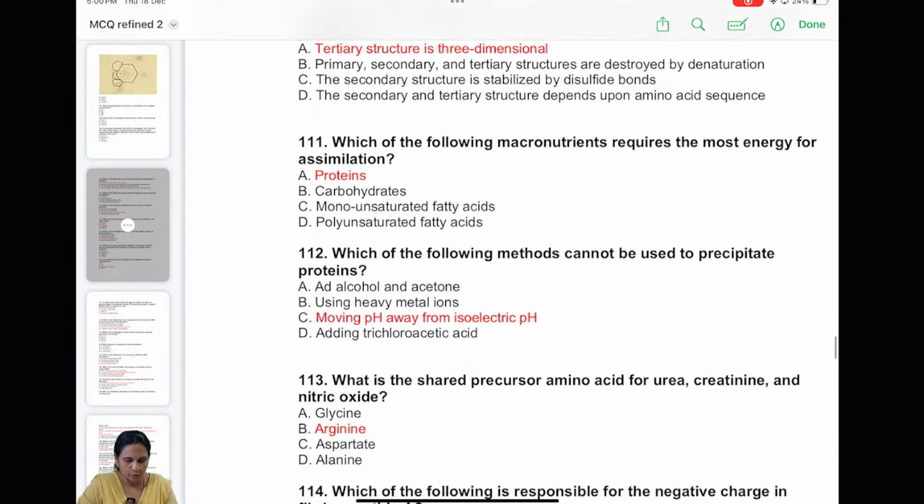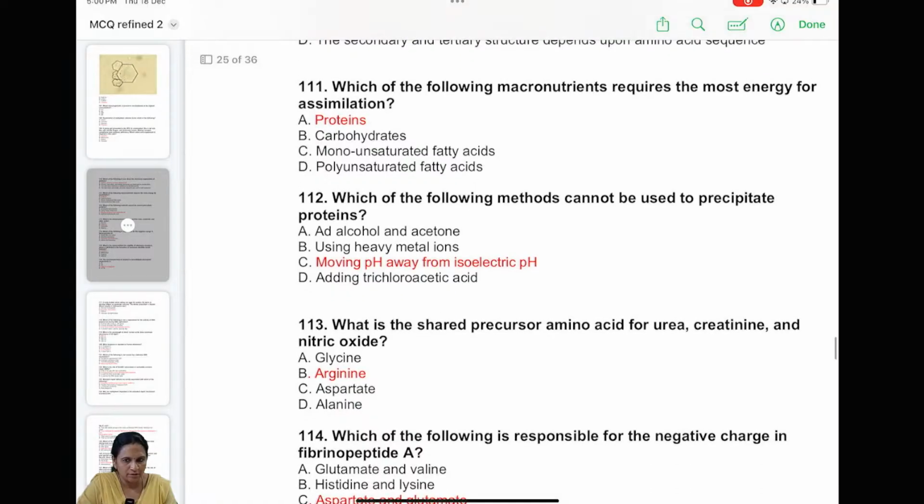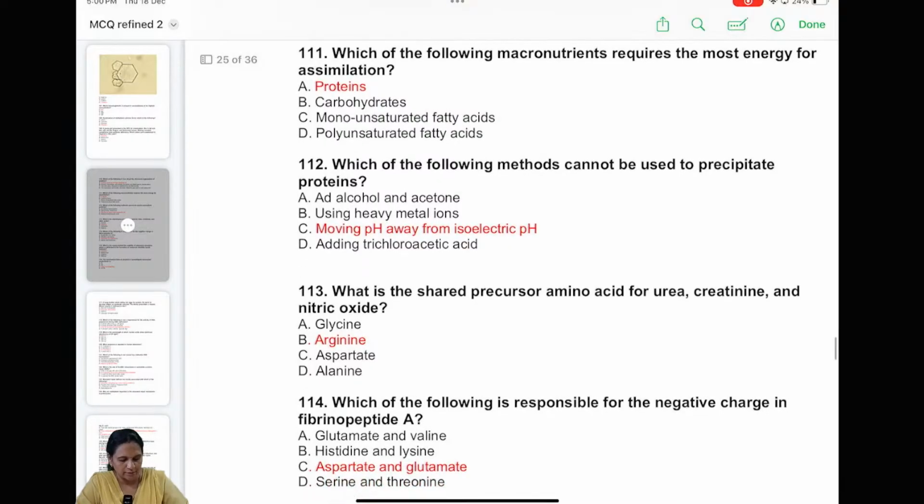Which of the following macronutrients require the most energy for assimilation? Proteins, because their thermogenic property is higher, so they require more energy for assimilation. Among the macronutrients, carbohydrate, protein, and fat, proteins require the most energy for assimilation.